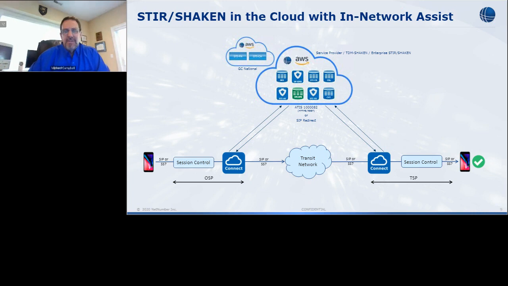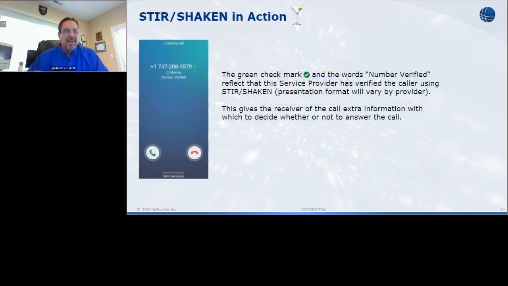What do you get for all of this? All of this clever technology really comes down to very, very simple operation from the end user perspective. What I've shown here is a screenshot that I actually took off my own phone. So this is a real STIR/SHAKEN processed call, and all you really get for all this technology is the words "number verified" or words like that, and some form of a verification mark, a green check mark. Now the presentation is up to the individual operators.